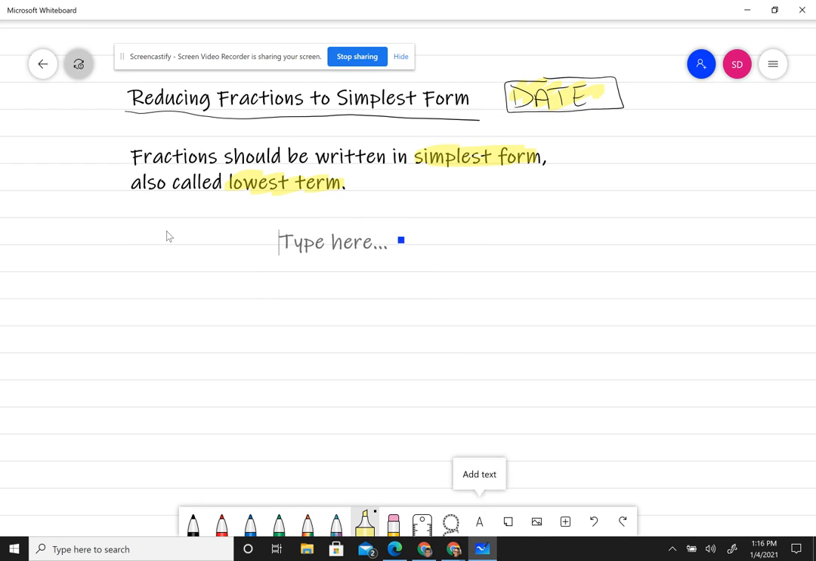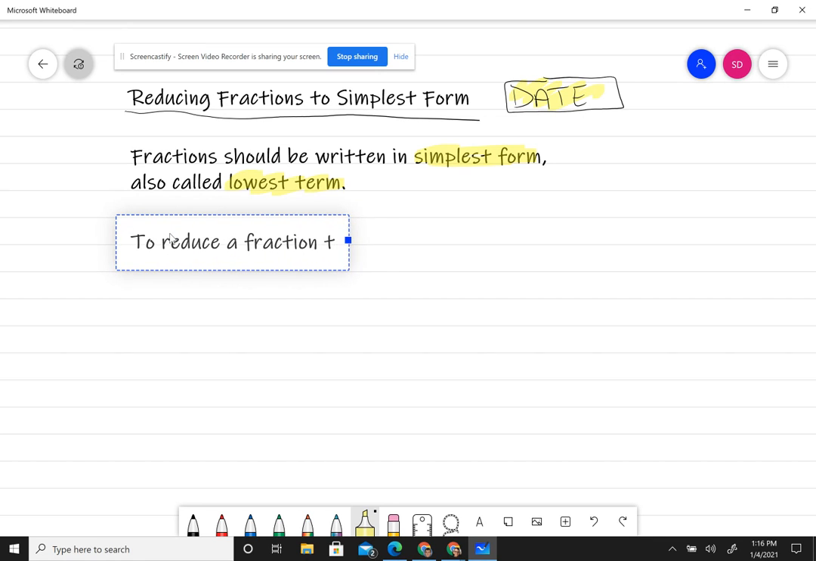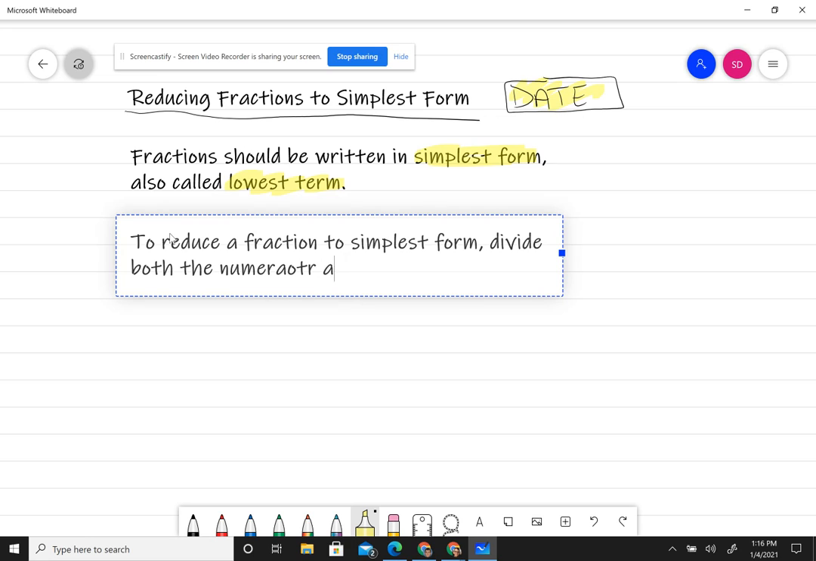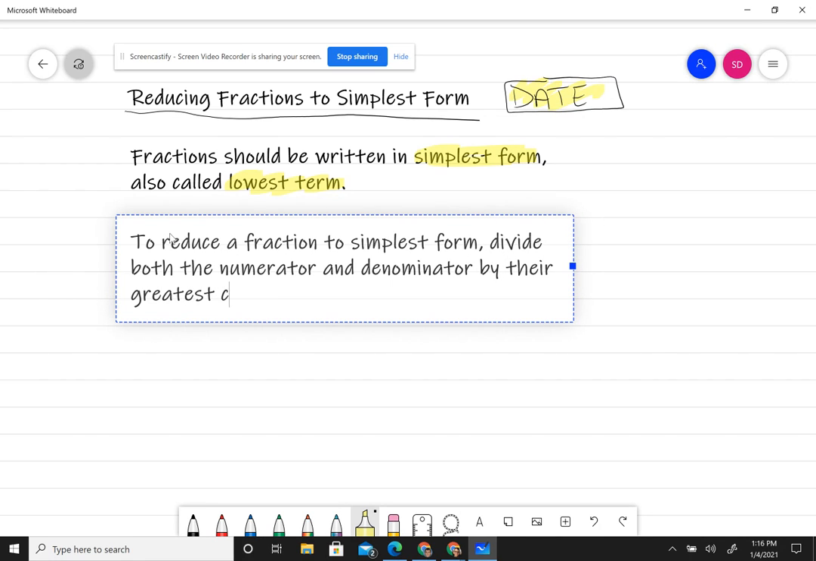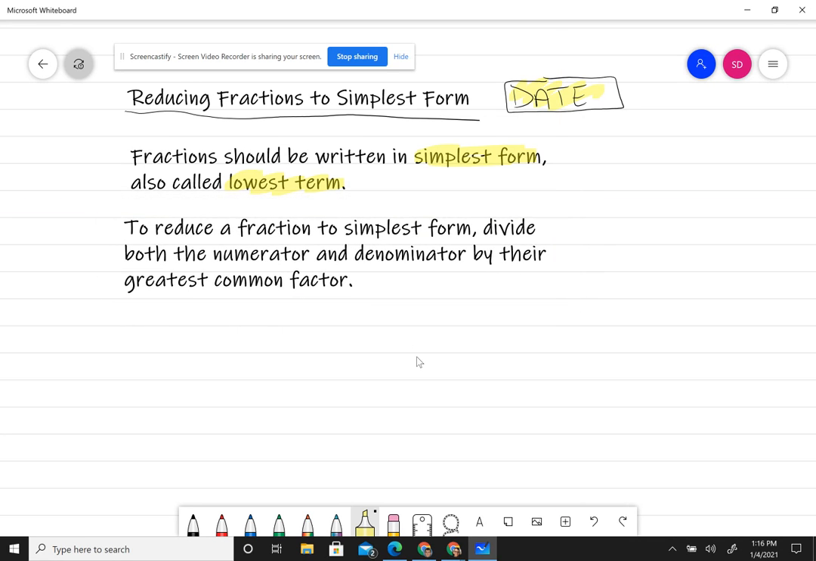And so to reduce a fraction to simplest form, you divide both the numerator and the denominator by their greatest common factor. So remember, the greatest common factor is the biggest number that goes into both. And we're going to practice finding those when we start simplifying. So let's take a look at an example.